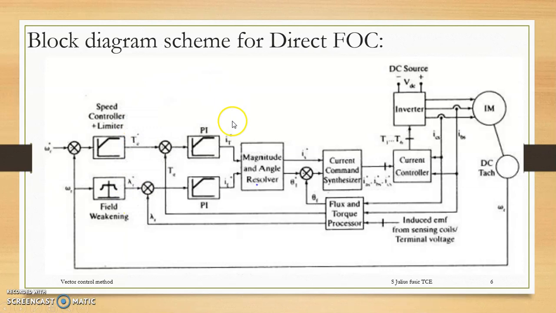Both the parameters are compared, and we are using a proportional integral or proportional integral derivative controller for controlling the parameters, which is placed in between the FOC block diagram, and that will develop the magnitude and the angle, which we already discussed, the phase and the magnitude of your stator parameters, and then it is sent to your current command synthesizer and flux and torque synthesizer.